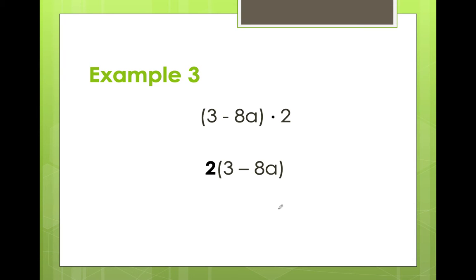All right, if you take a look at example number 3, this will be our last example for this first video. The original problem says the quantity of 3 minus 8a times 2. So notice the 2, the number that's outside of the parentheses, is in the back at the end of this problem. What we're going to do is we're just going to cross it out and rewrite the problem with the 2 at the beginning so it looks the same as the ones that we've done before. And then once you do that, you would just proceed the same as the last 2 examples. So 2 times 3 minus 2 times 8a.